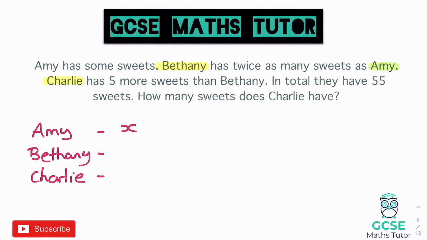We don't know how many sweets Amy has, but we know how many sweets everyone else has in relation to Amy. So if we look at that first line, it says Bethany has twice as many as Amy. So if Bethany has twice as many, she has basically double what Amy has, so we could call Bethany 2x. And 2x just means 2 times x. Whatever Amy has, 2x would double it. So there we go, there's our expression for Bethany. Now if we look at Charlie, it says Charlie has 5 more sweets than Bethany.